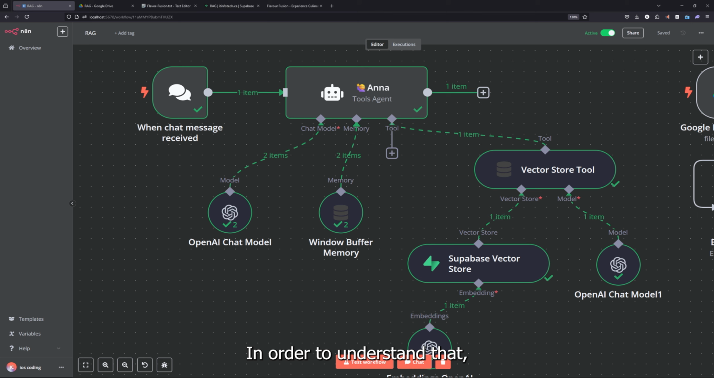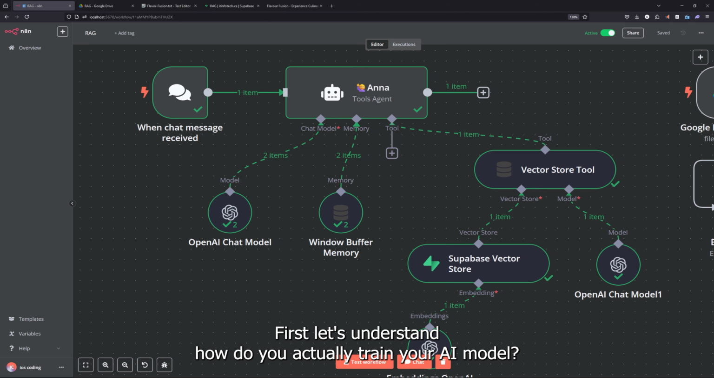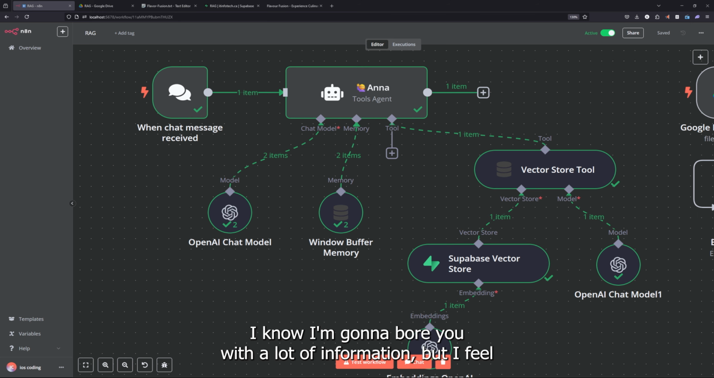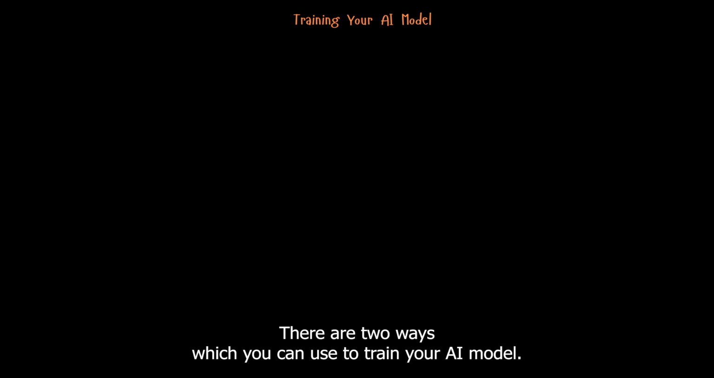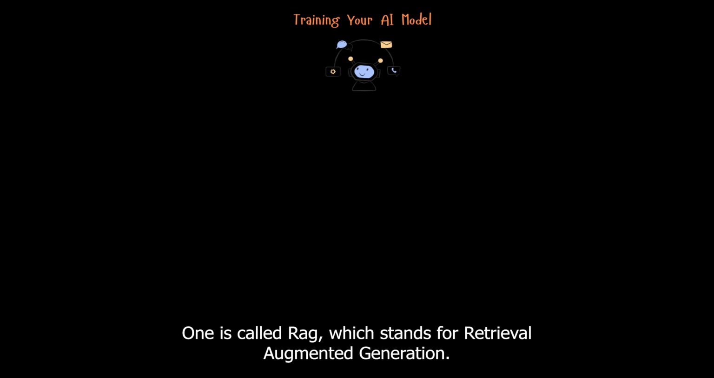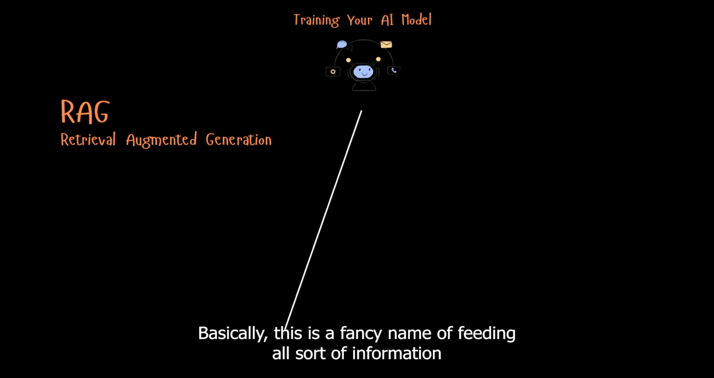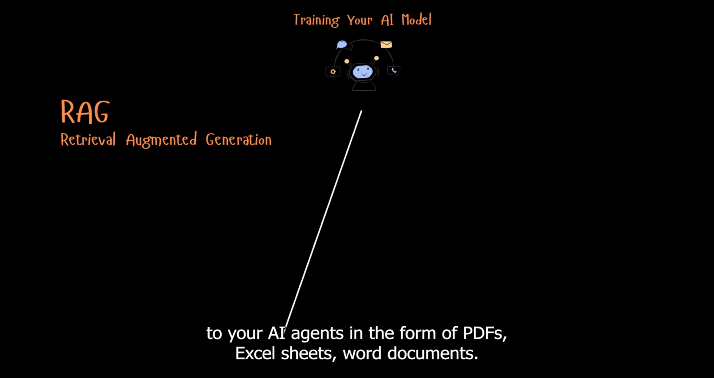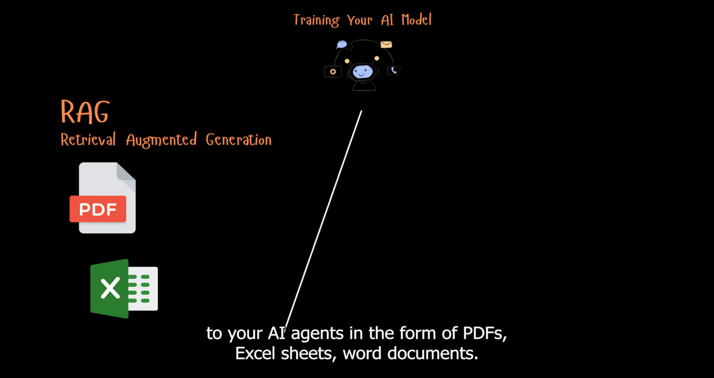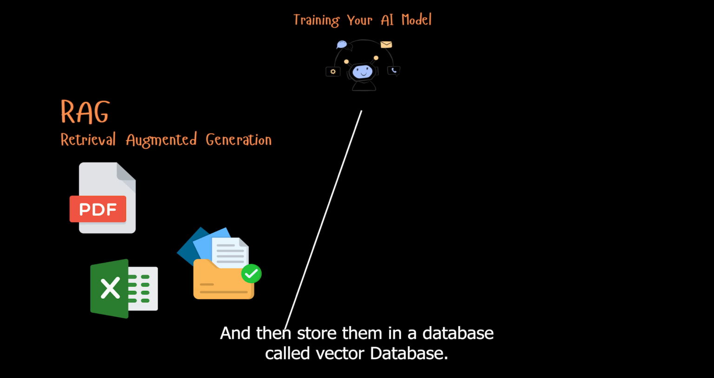In order to understand that, first let's understand how you actually train your AI model. I know I'm gonna bore you with a lot of information, but I feel this is necessary to make a solid foundation. There are two ways which you can use to train your AI model. One is called RAG, which stands for Retrieval-Augmented Generation. Basically, this is a fancy name for feeding all sorts of information to your AI agents in the form of PDFs, Excel sheets, Word documents, and then storing them in a database called a vector database.